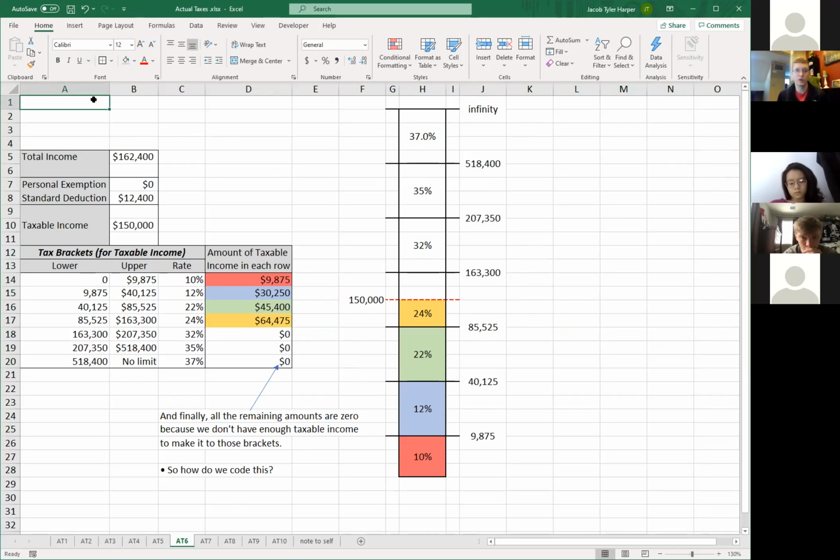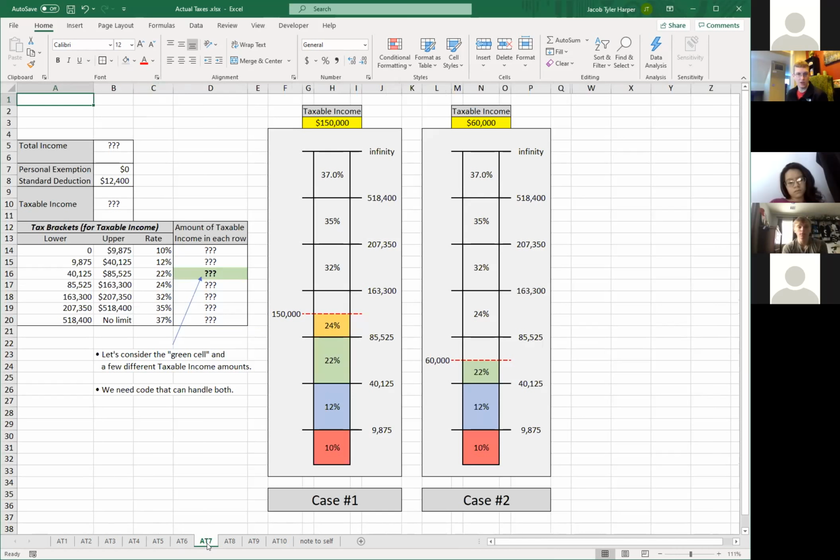But we want to be able to code this, right? Because we want to be able to use data tables for our graphs. We want to use that other thing, GoalSeek, that we demoed last week. And none of that works unless we code these cells here. So let's talk about how this is going to work out. Just like in parts 1, 2, and 3, we're going to be using an if statement because there are multiple cases we have to consider. I'm going to single out this green bracket, this 22% bracket right in the middle. I just picked it randomly.